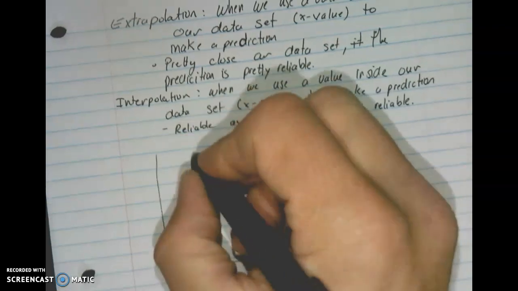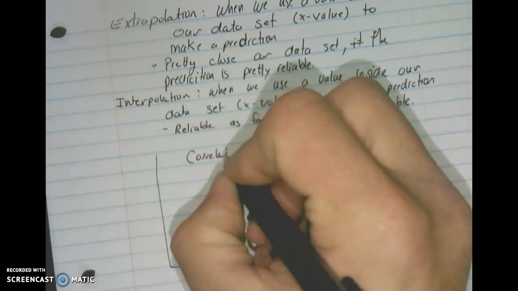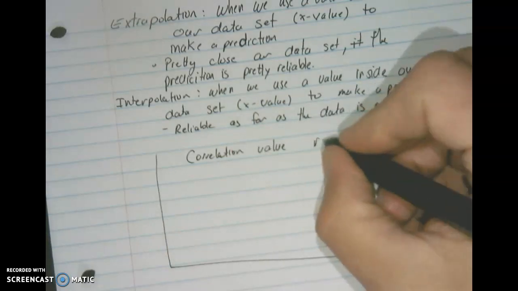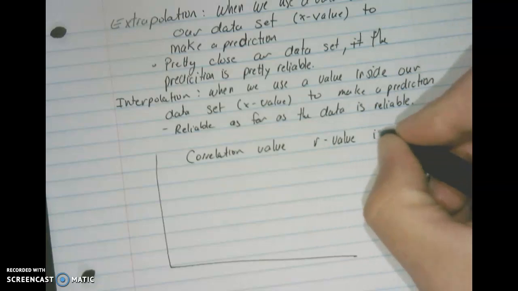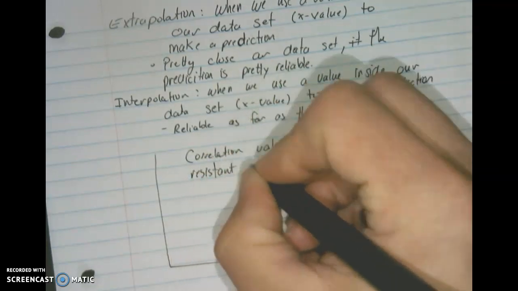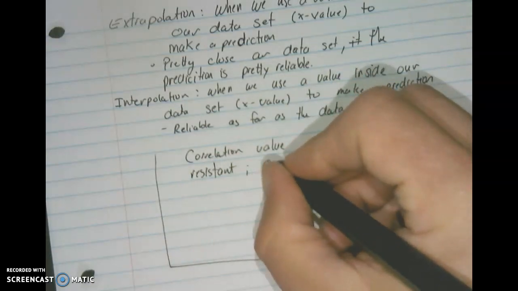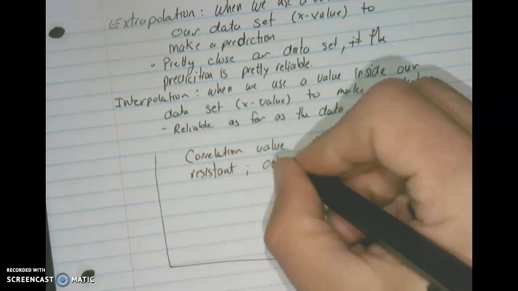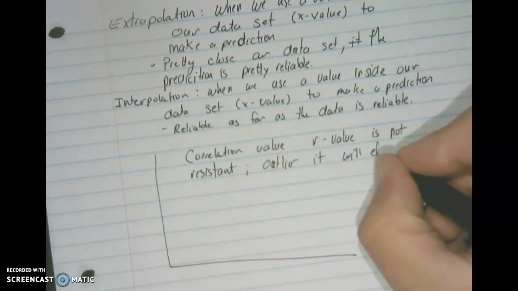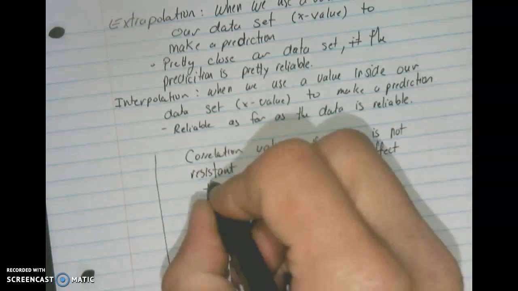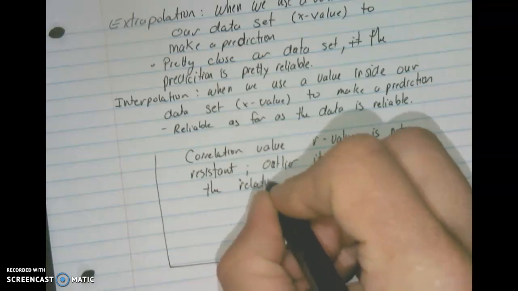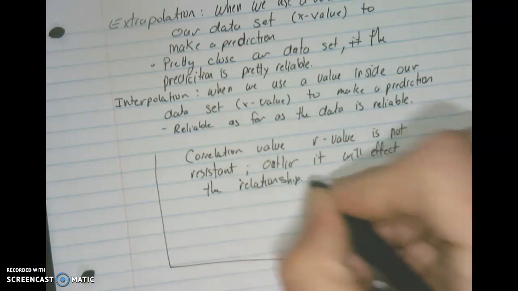So our correlation value, which is our R value, is not resistant. And when I say it's not resistant, that means that if we have an outlier, or if it becomes an outlier, it will affect the relationship, the correlation.